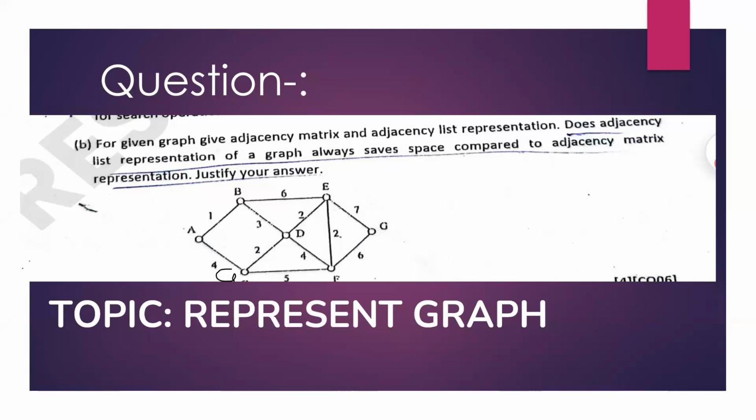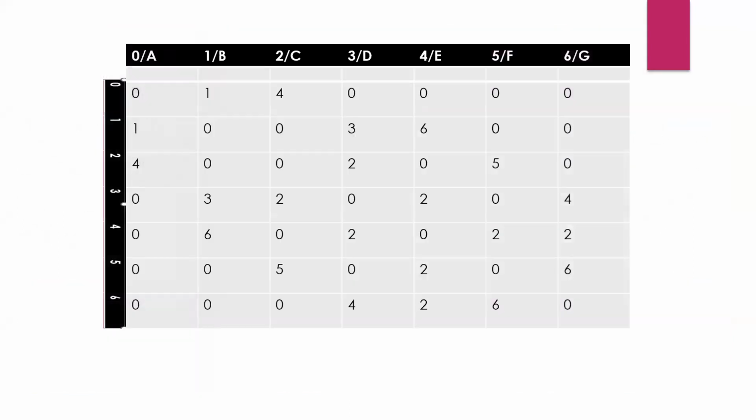So for adjacency matrix representation, we will be using an n cross n matrix, where n is the number of vertices in the graph. Now, as we can see, since the graph is undirected in nature, if there is an edge from A to B, then there also will be an edge from B to A. Hence, the matrix will be a symmetric matrix.